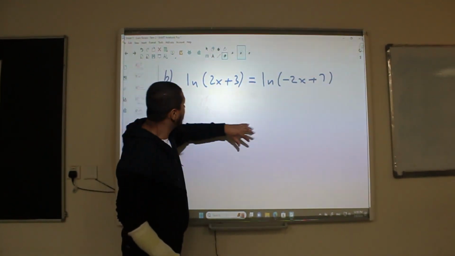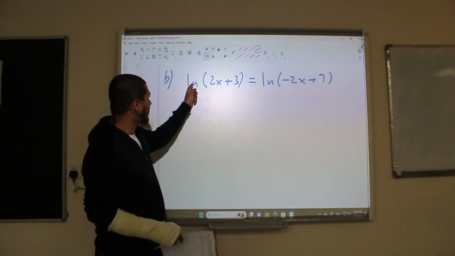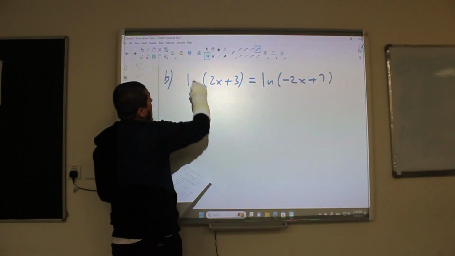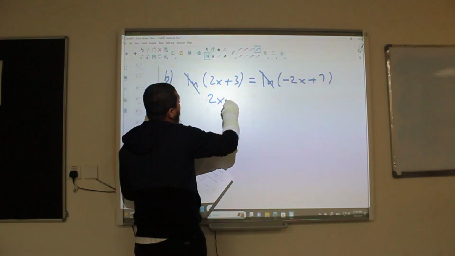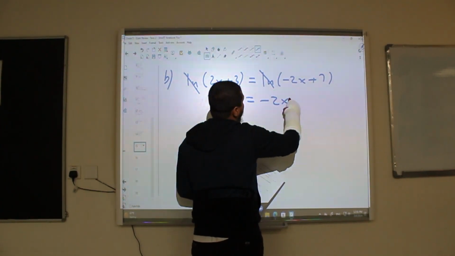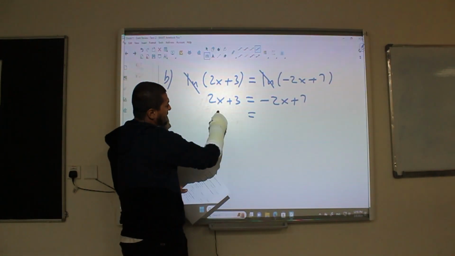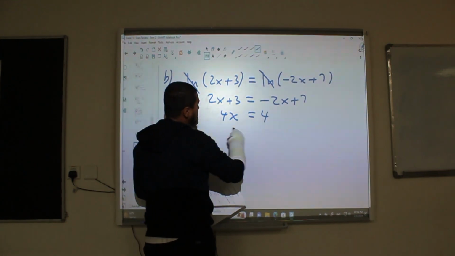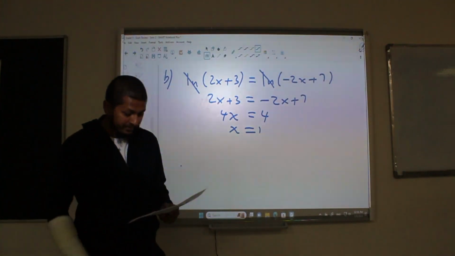Why do we have the same bases here as well? Because ln, natural log, is log to base e. So we can drop the ln on both sides, and 2x plus 3 is equal to negative 2x plus 7. We can bring the 2x over and the 3 over, so we have 4x, and 7 minus 3 is 4, so x is equal to 1. I hope you understand, guys.